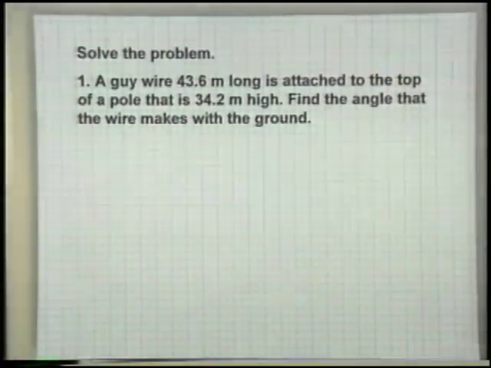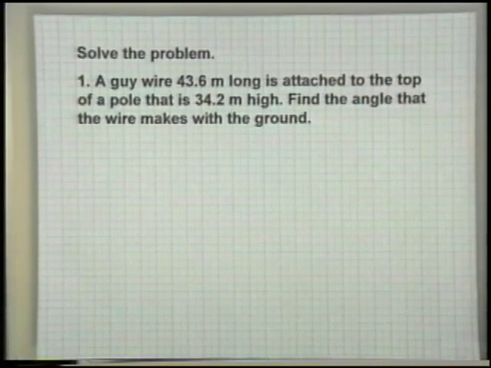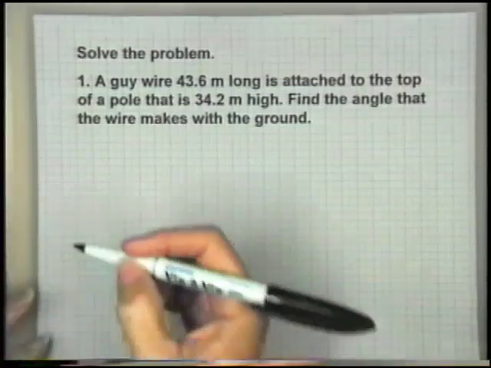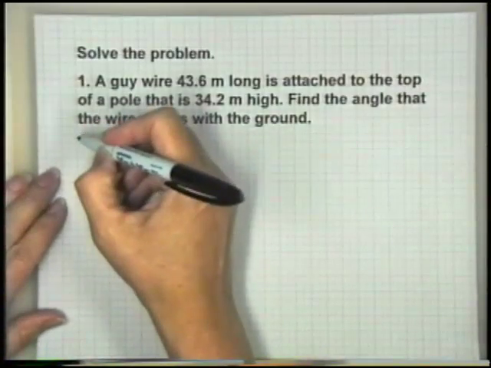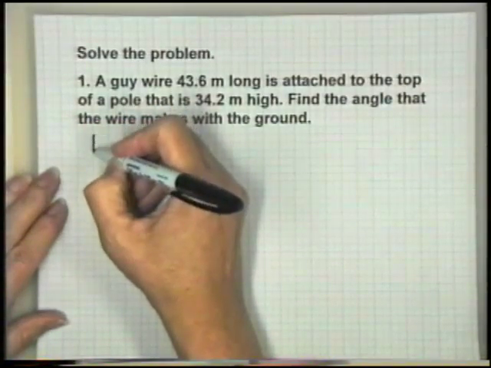A guy wire 43 6/10 meters long is attached to the top of a pole that is 34 2/10 meters high. Find the angle that the wire makes with the ground. Well, I think it helps to sketch the triangle. We will assume that the pole is perpendicular to the ground, forming a right angle.